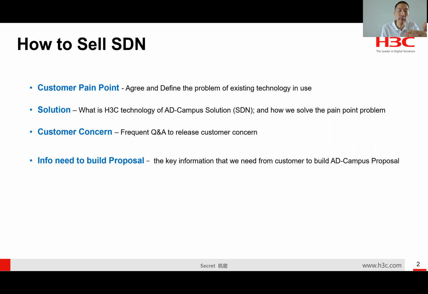Normally, the first step is the customer pain points. We need to discuss and guide the customer to agree and define the problems of the existing network technology in use. Later, the second step is our solutions, H3C technologies, our AD-Campus solutions based on software-defined network technology, and how we solve their pain points. After the solution, the customer will show their concerns, and I'm going to share some frequent Q&A so that you can respond to your customers.